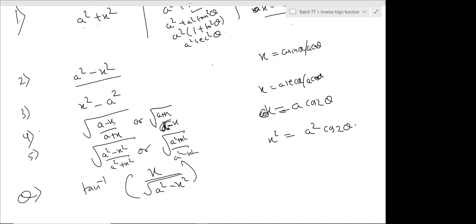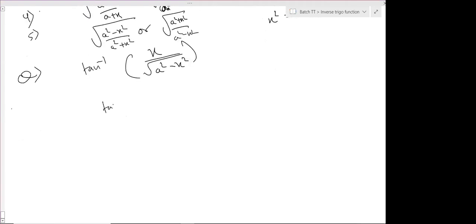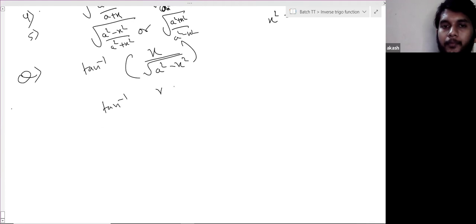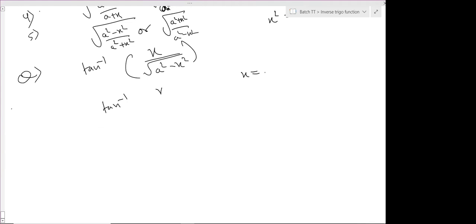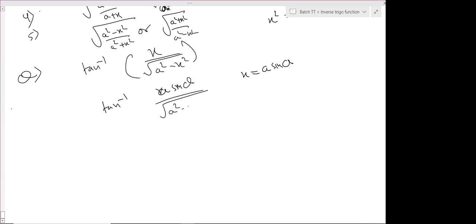Sorry, sir, I'm stuck. All right, let's see. What is the first step to do here? What substitution can we use? x equals to? Look at the standard substitutions. A sine theta. So instead of x, we can write a sine theta upon under root a square minus a square sine square theta.